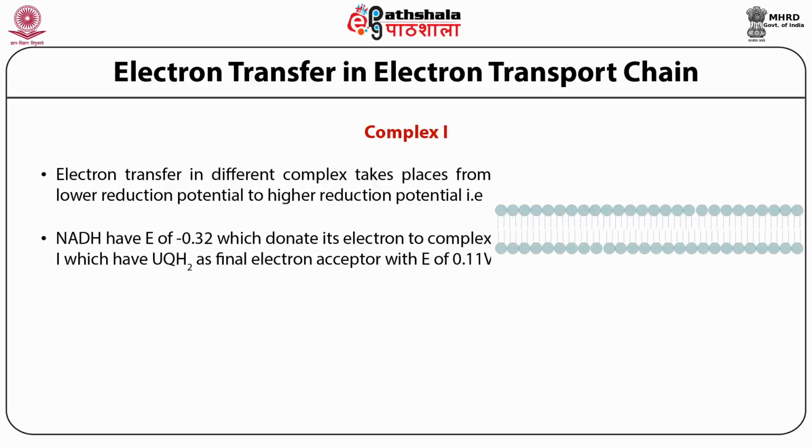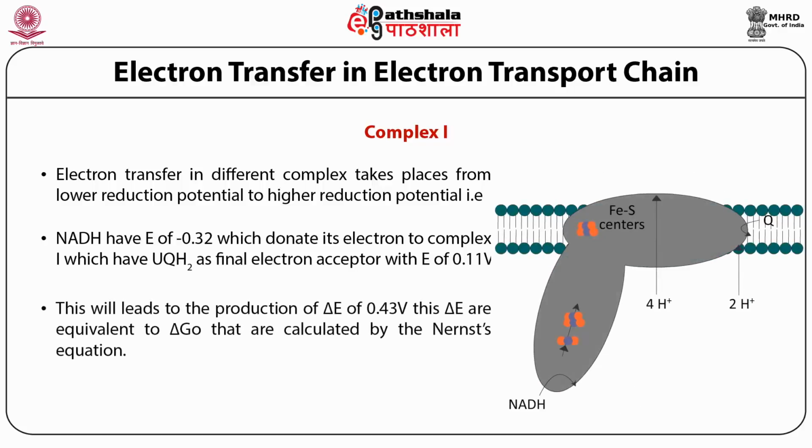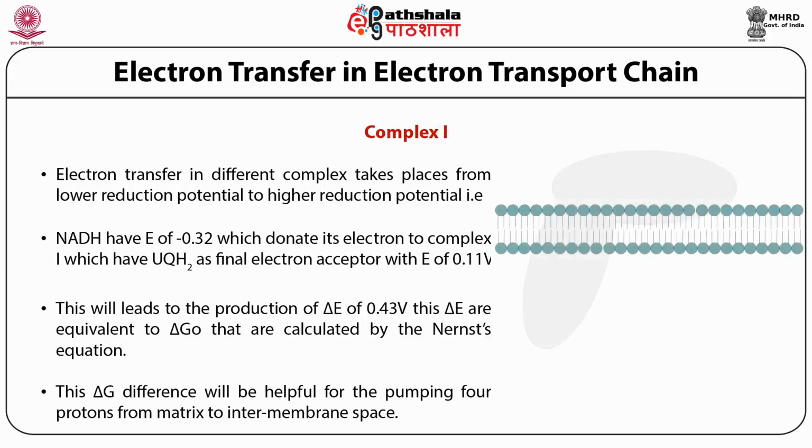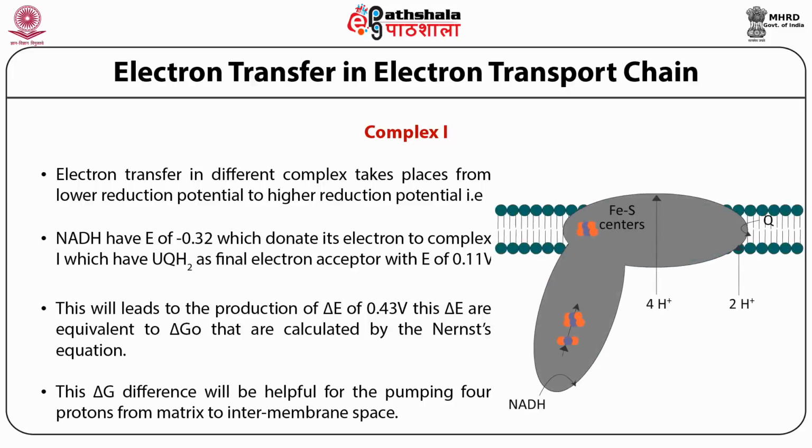You can see here that the overall difference is about 0.43 volts, and this delta E difference is important. The delta E difference is converted into a delta G difference, and that delta G difference is responsible for pumping the proton from the matrix to the intermembrane space, because pumping a proton is not a joke. If you need to pump a proton from the matrix to the intermembrane space, you have to spend energy, and that comes from the delta G, which is created because of the delta E difference in the different complexes.